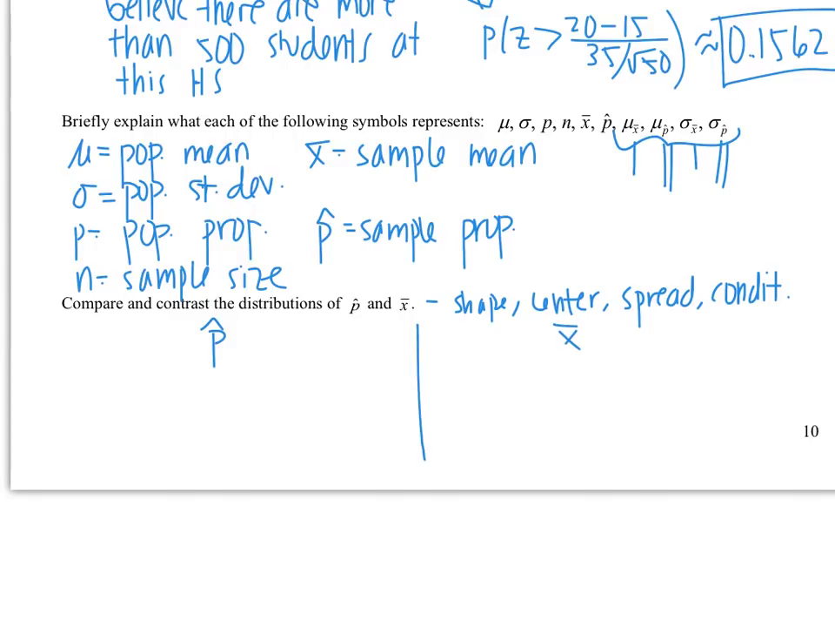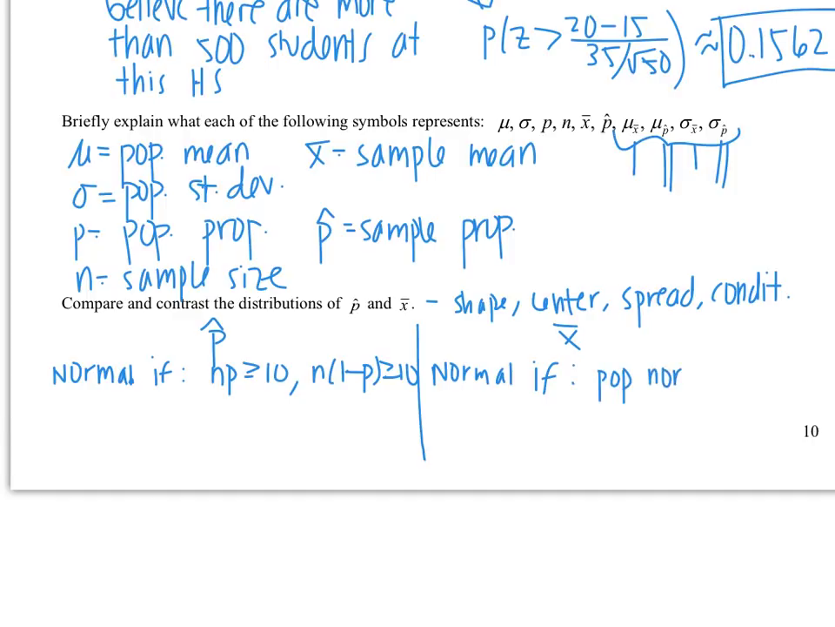For shape, our distribution for p hat is going to be normal if our two inequalities hold true. So if np is at least 10 and n(1 minus p) is at least 10. For x bar, we're going to be normal if the population is normal or our sample size is bigger than 30. So that one's the one that's harder to remember because you have kind of two different cases.